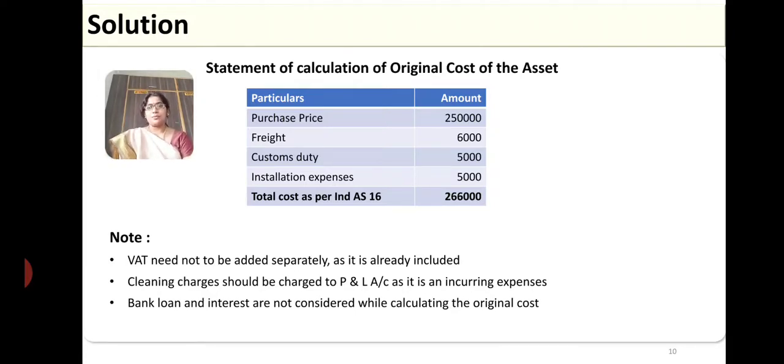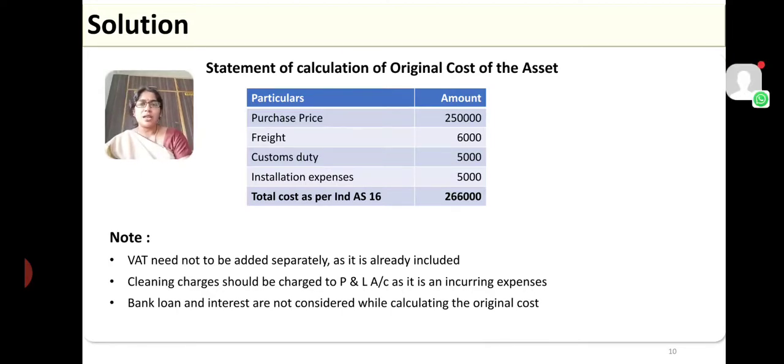Now, if you notice, I have given certain notes in the solution. What is the note? First one, VAT need not be added separately. Why? Because it is already part of the purchase price. Then the second thing, cleaning charges should not be included. Why? Because it is a recurring expense. You have to keep paying for the cleaning charges, so it is not part of the cost. Then the last one, bank loan and the interest are not considered, as they are not part of the expenditure incurred on the asset.